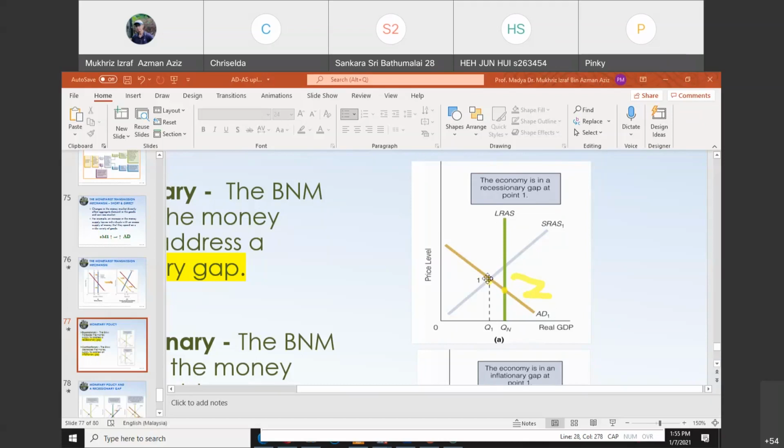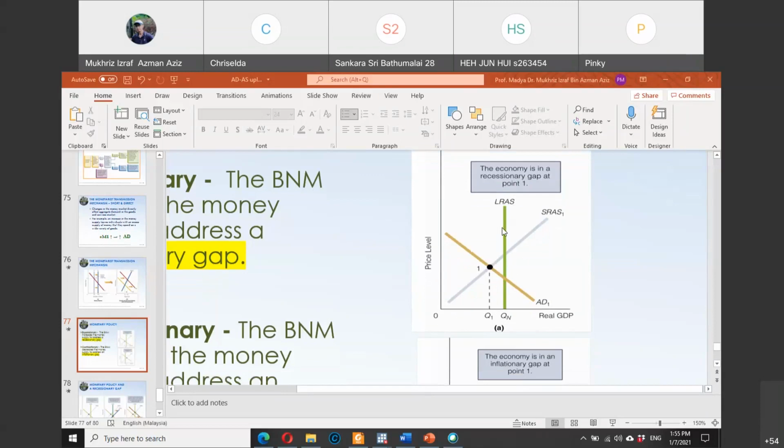So because the short run output is lower than the long run, the gap between this and this is what we call the recessionary gap, because the short run output is lower than the long run output. So Q1 is less than Qn. Q1 means the short run equilibrium output is lower than the long run equilibrium output. So this gap is what we call the recessionary gap.